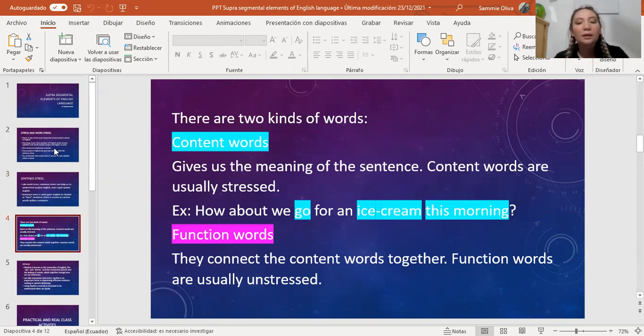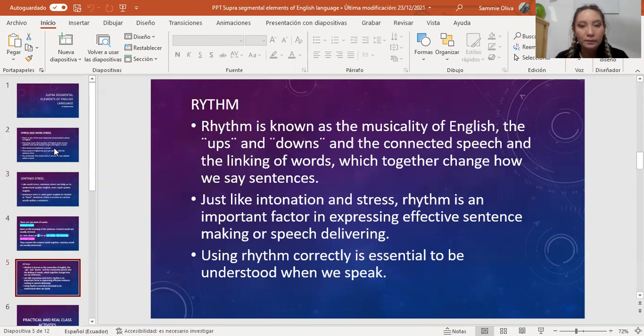Function words connect the content words together. Function words are usually unstressed. We have rhythm too. It's known as the musicality of English, the ups and downs in the connected speech and the linking of words.